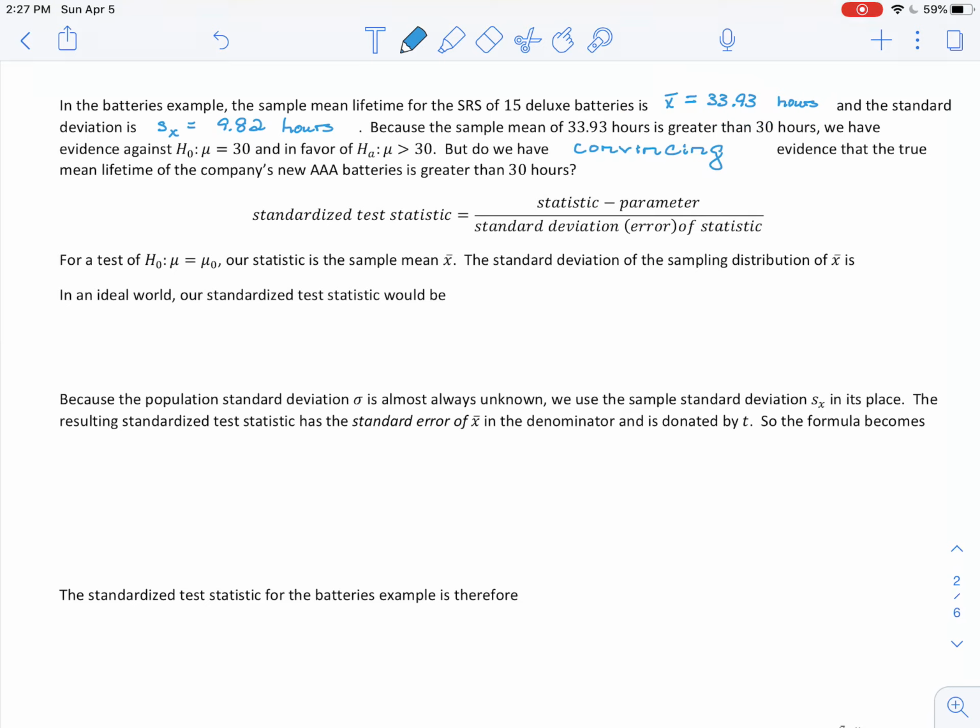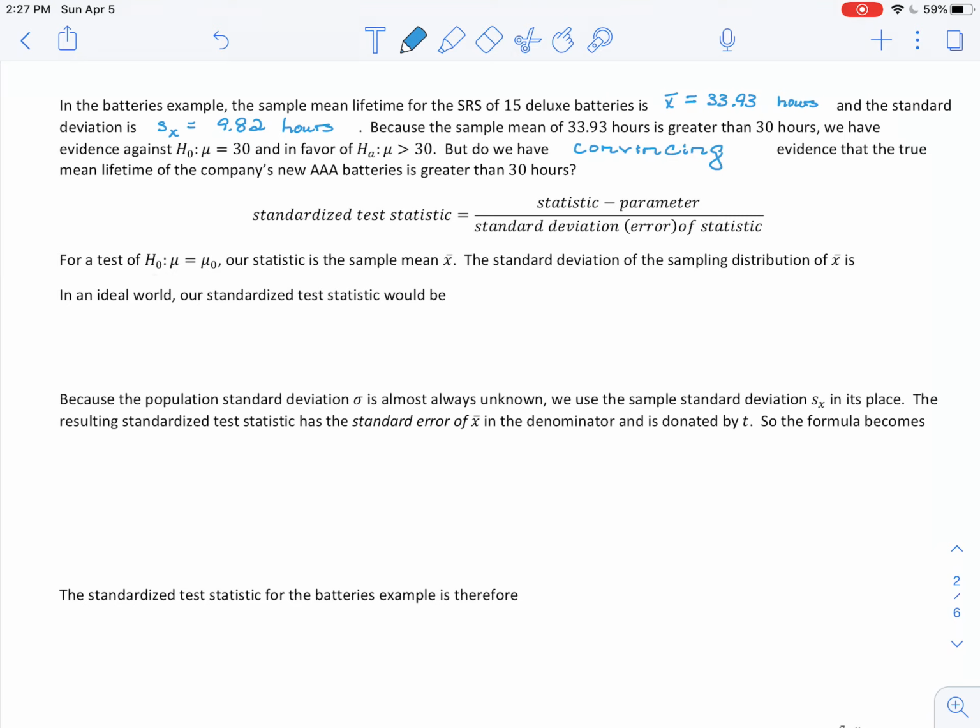So when we do this, we have to standardize this number. So we don't just use this number. We're standardizing it to measure how far our sample result is from the null parameter value. So we always assume the null is true, and then we test otherwise. So this is our formula always for the test statistic. The statistic minus the parameter divided by usually the standard deviation of the statistic. When we do this, it's going to turn into the standard error of the statistic.